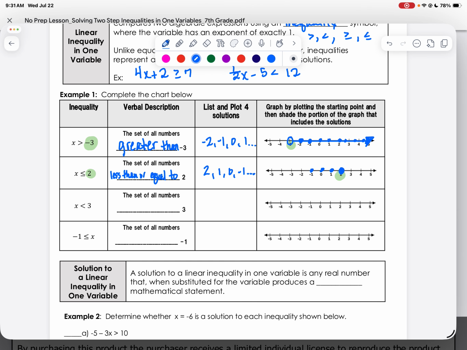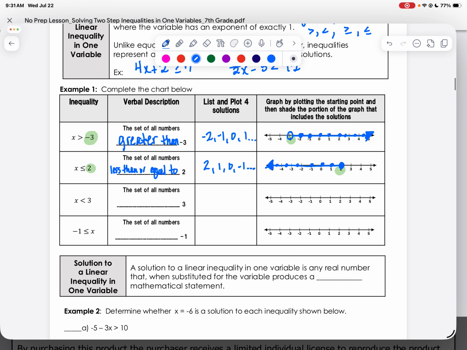I could keep going. Again, I could use decimals. It really doesn't matter. Any number that's smaller than 2 or equal to 2 is a solution. Then the last thing you do is you shade the portion of the number line that includes your solutions. So this is the solution for x is less than or equal to 2.